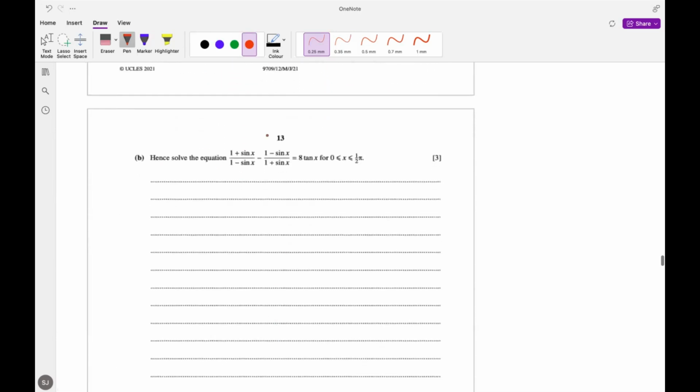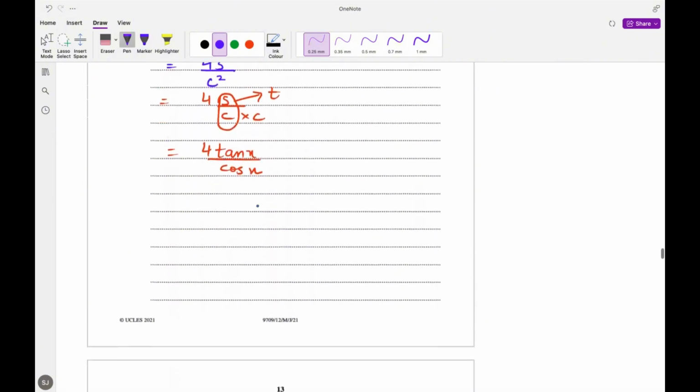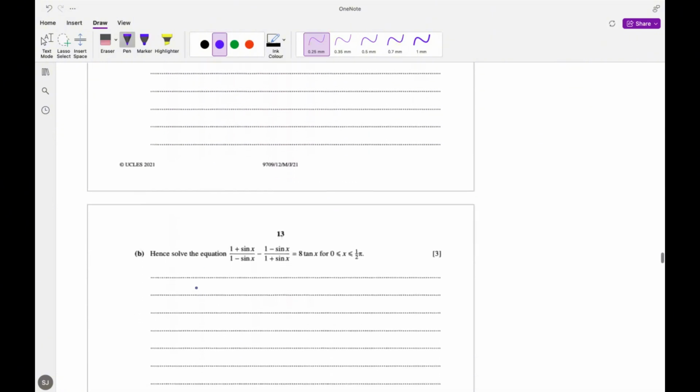In part B, we have to solve the equation (1 plus sin x)/(1 minus sin x) minus (1 minus sin x)/(1 plus sin x) equals 8 tan x. Now we know that this is equal to 4 tan x upon cos x. So we can write 4 tan x upon cos x equals 8 tan x.